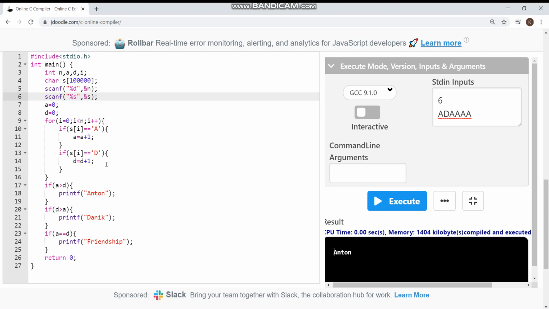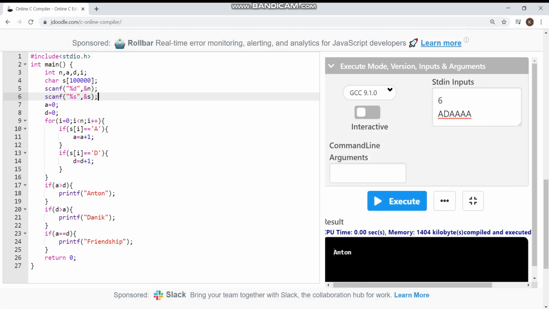Likewise in the case of D also. The small d determines the number of capital D's in the given string. So after this for loop, we will get the number of capital A's and capital D's in that string. Now we must compare both. If the number of A is greater than the number of D, we must print Anton. If the number of D is greater than the number of A, we must print Danik. Or else if both are equal, we must print friendship.